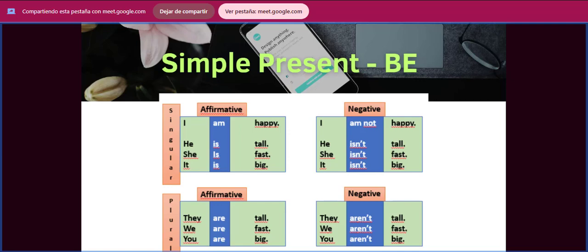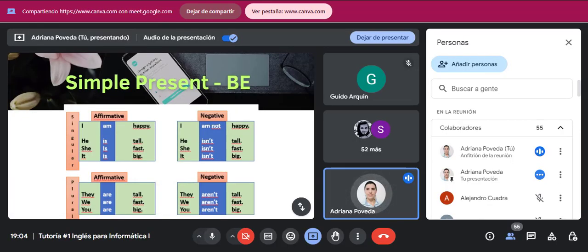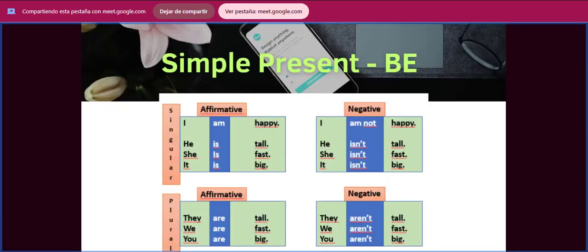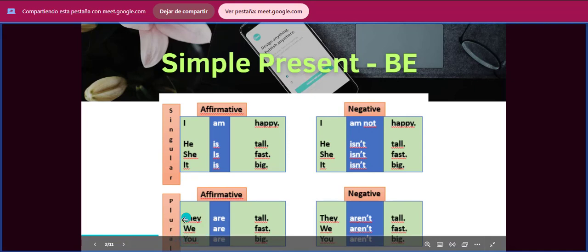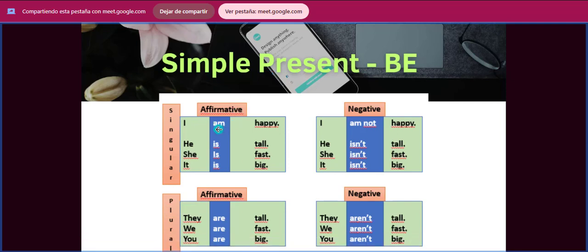So before getting into the simple present, it's important that you remember, or that you have clear, the personal pronouns, and that we will group them into three different groups. So we will have I, that even though it's singular, sometimes it will behave as the rest of the singular pronouns, but sometimes it will behave as the plural pronouns, or as is the case of the simple present with the verb to be, it will stand by itself.